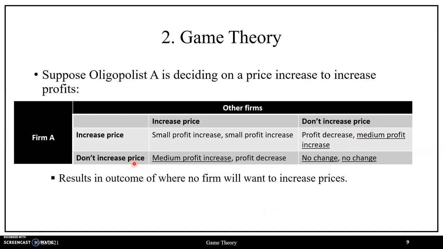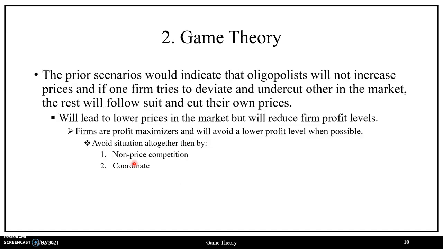So here we have an outcome where no firm will want to increase their price and they will keep it the same. The prior scenario would indicate that oligopolists will not increase prices, and if one firm tries to deviate and undercut others in the market, the rest will follow suit and cut their own prices. This will lead to lower prices in the market, but will reduce firm profit levels, where since firms are profit maximizers, they will avoid a lower profit level when possible.